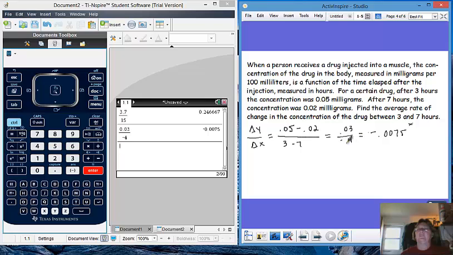That is a rate of change of -0.0075. If you think about what that means, each hour the concentration of the drug goes down by 0.0075.